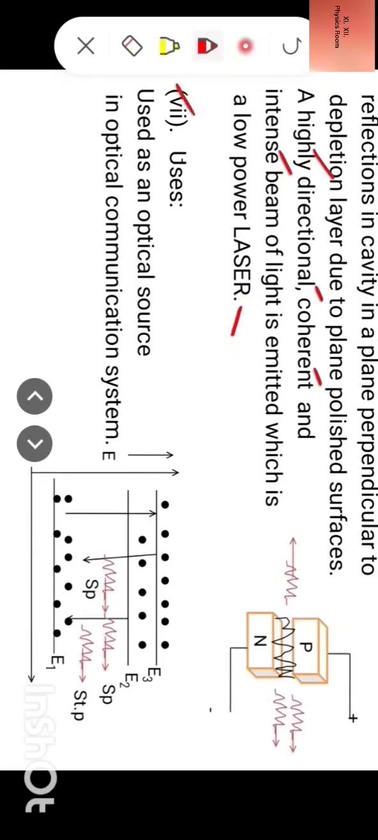Now seventh point, uses. A laser diode is used as an optical source in optical communication systems.